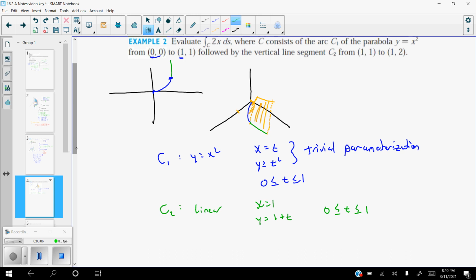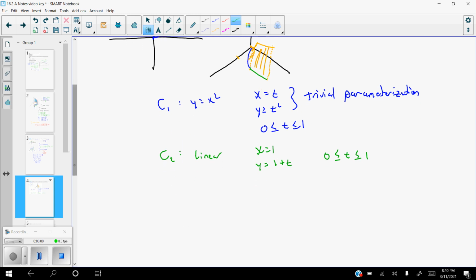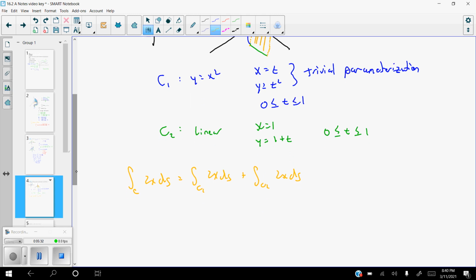Okay, so in order to do our line integral now, let's go with orange. The line integral over C of 2x ds has to be split. We need to do the line integral over C1 of 2x ds plus the line integral over C2 of 2x ds. For C1, I know my bounds are 0 to 1. We came up with that for t. 2x, well, x was defined as t in our first C value, so that's going to be 2t.